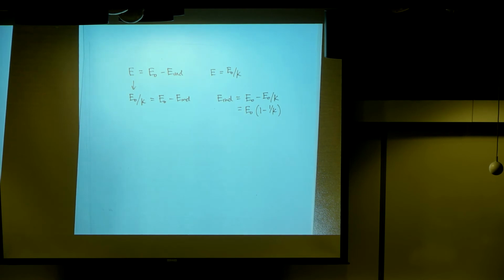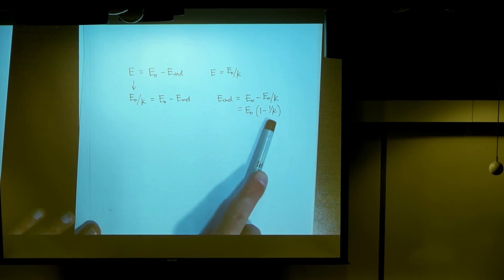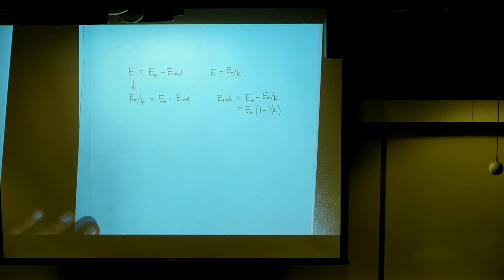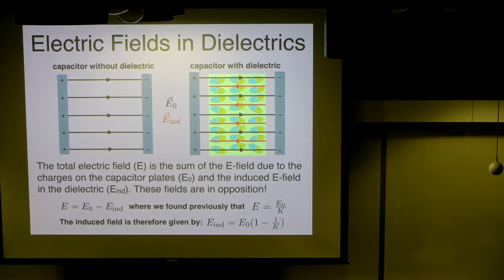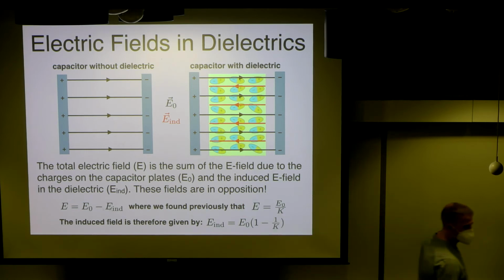So this is useful because if we know the E field that's just due to the charges on the plates, all you need to know is the dielectric constant, and you can get the E field induced in those dielectric charges, okay? And that's how you calculate it right there. Any questions on that? Okay, so here, just going to summarize the result. E induced is E naught times 1 minus 1 over K. Okay, so we have these three different E fields to keep track of. One is the total, one is this one from the charges on the plates. The other is the induced E field, and they all relate to each other in this way.